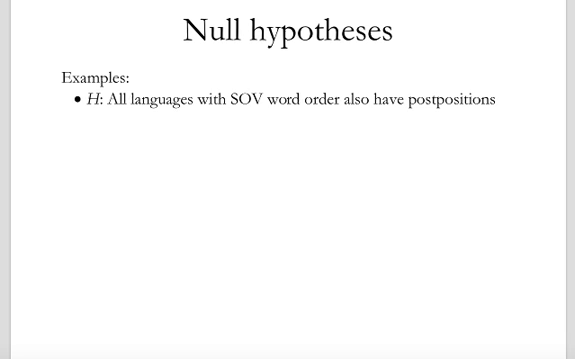Here's one. All languages with subject, object, verb word order also have postpositions. This one is a broad typological claim about syntax. It is not 100% true, although it is a strong tendency cross-linguistically that many or most languages with subject, object, verb word order also have postpositions, which are like prepositions, except as the name suggests, they come after the noun that they're modifying rather than before it. What would be the null hypothesis you might want to compare this to?